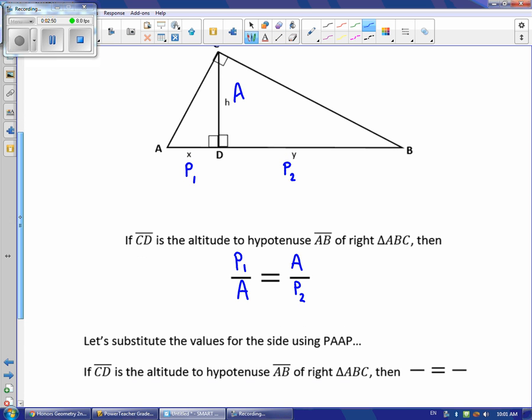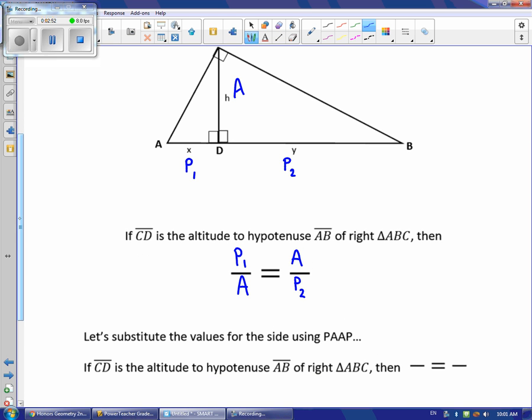If we were to substitute the values from this triangle into our proportion, part 1 would be X, my altitude is H, and part 2 is Y. You can see the means in that proportion are equivalent.